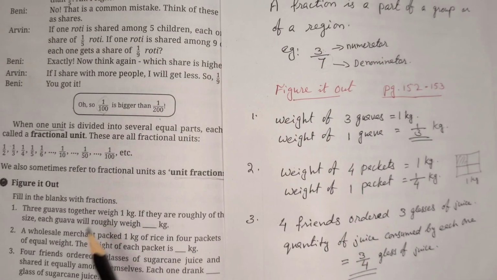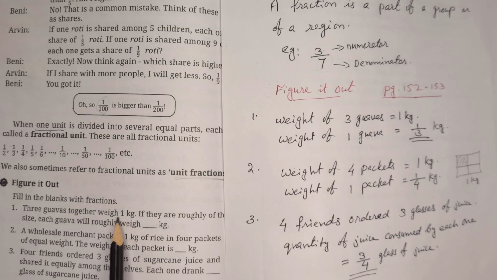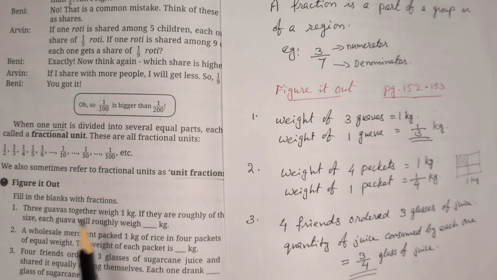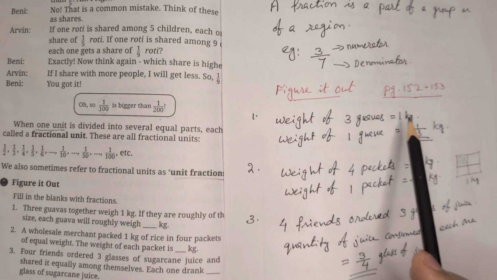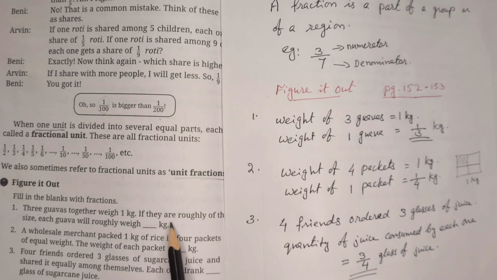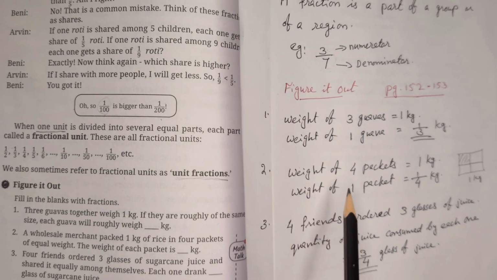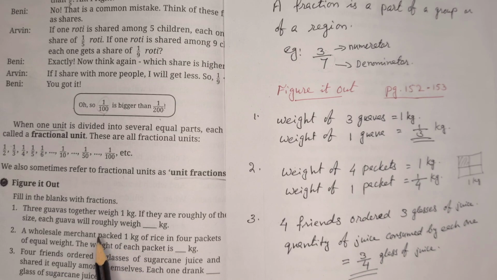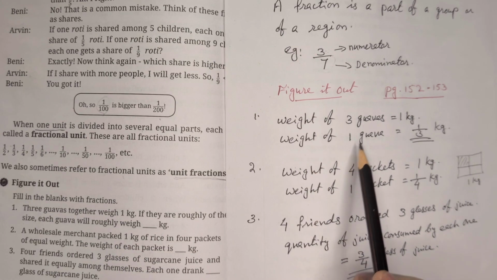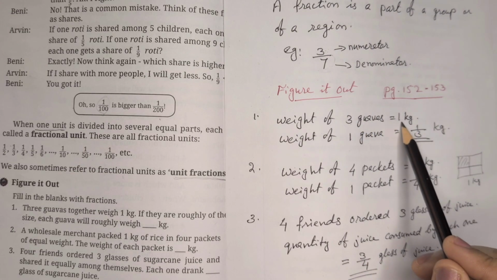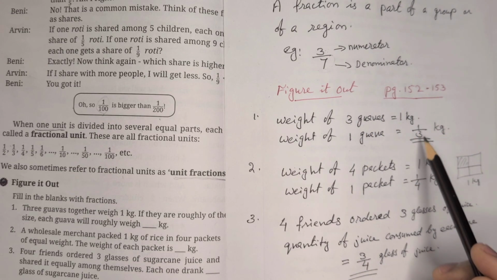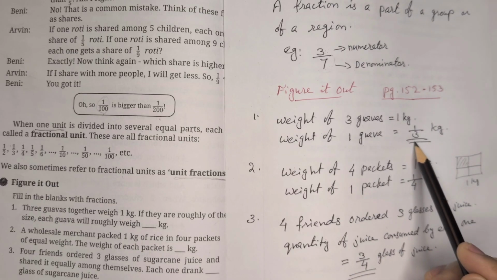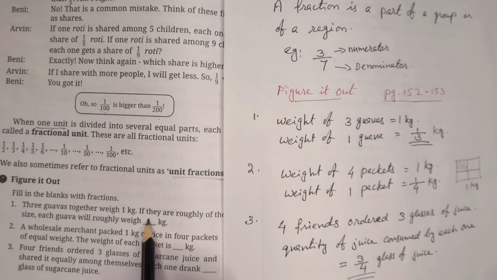Figure it out. Page numbers 152 and 153. First one, fill in the blanks with fractions. 3 guavas together weigh 1 kilogram. That means the weight of 3 guavas is 1 kilogram. If they are roughly of the same size, each guava will roughly weigh dash kilogram. So the weight of 1 guava, with all 3 guavas together 1 kg, is 1 out of 3, 1/3. So we can write here 1/3.